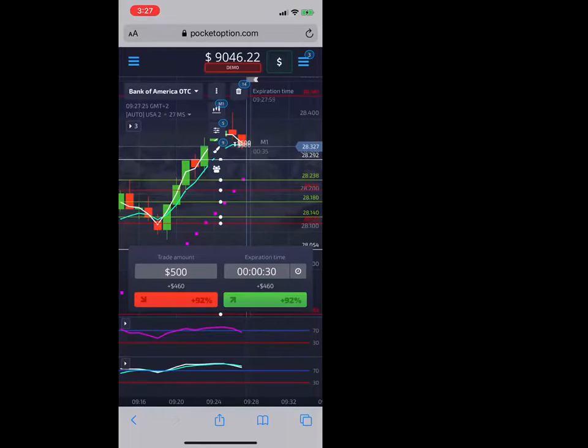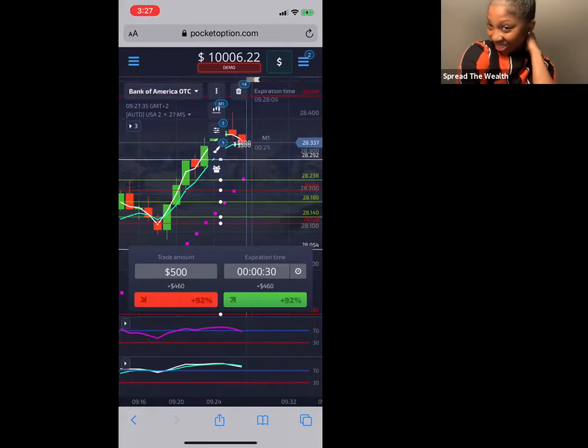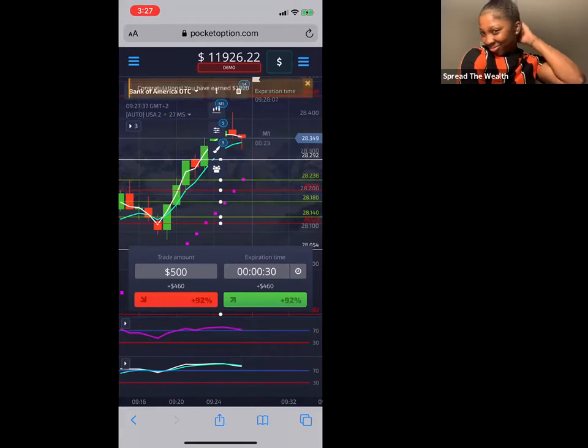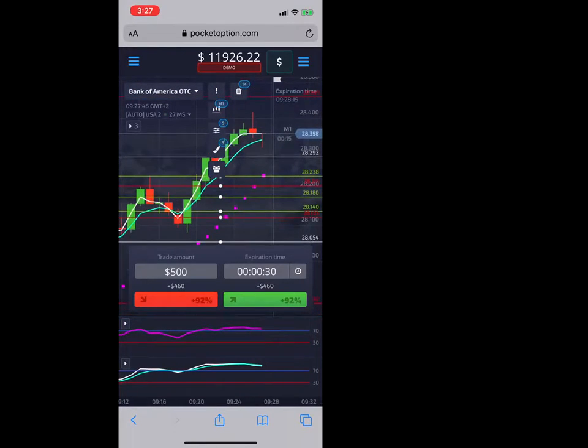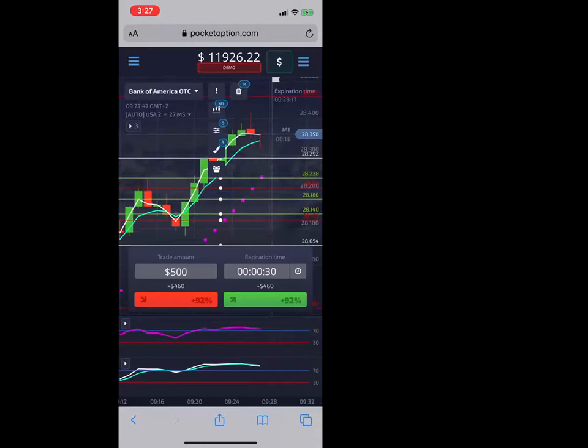I traded it because I'm pretty accurate at what I'm doing now. Boom. That's nuts. See that? 30 seconds. $1,900 bank. The market is moving good tonight, actually.